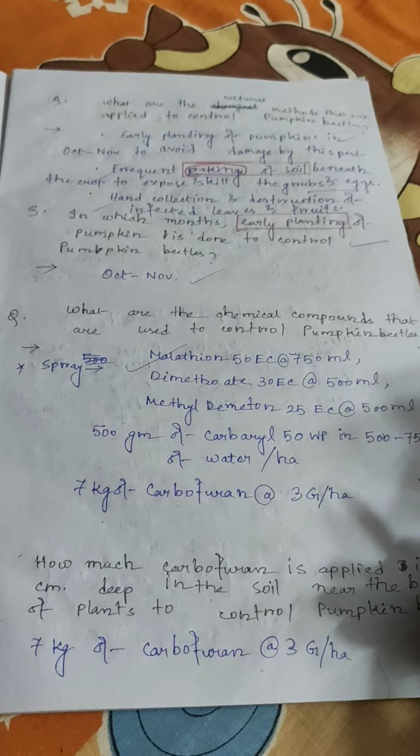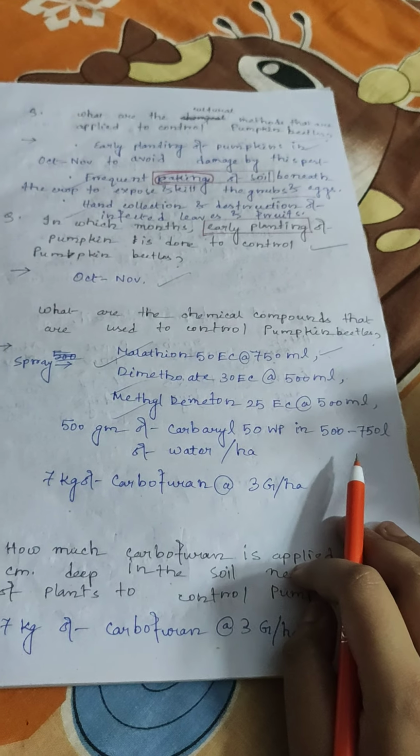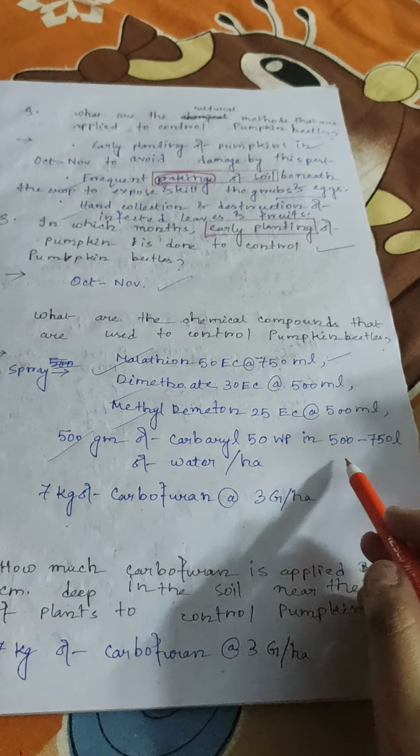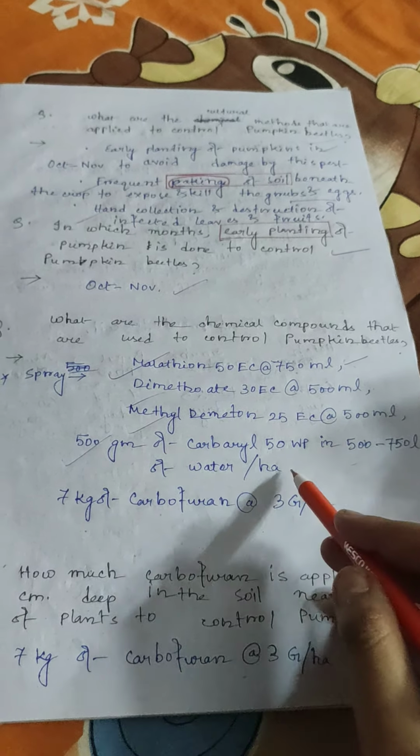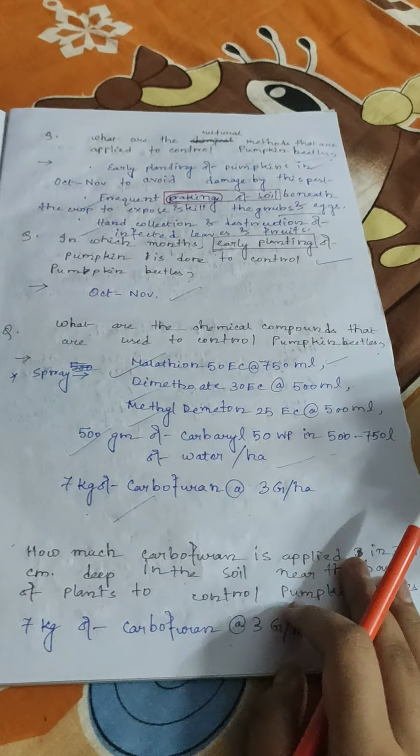What are the chemical compounds used to control pumpkin beetles? Malathion 50 EC at the rate of 750 ml, dimethoate 30 EC at the rate of 500 ml, methyl demeton 25 EC at the rate of 500 ml. 500 gram of carbaryl 50 wettable powder in 500 to 750 liters of water per hectare. 7 kg of carbofuran 3 G per hectare.